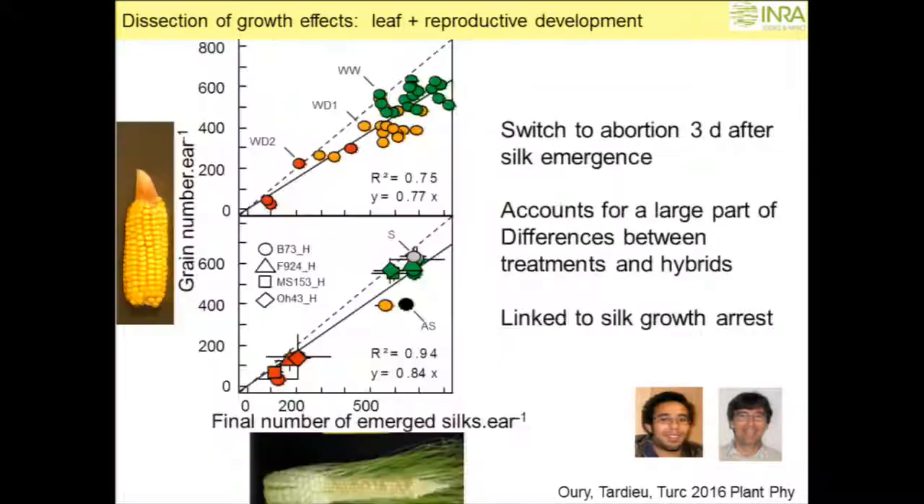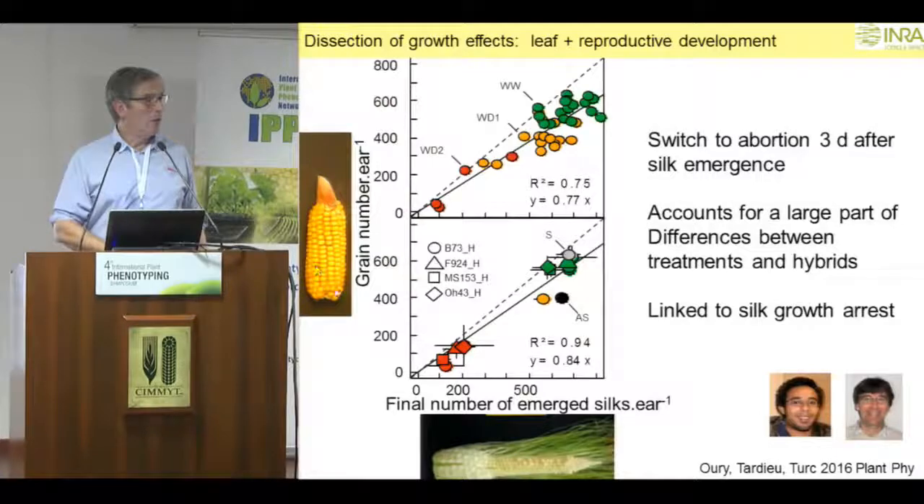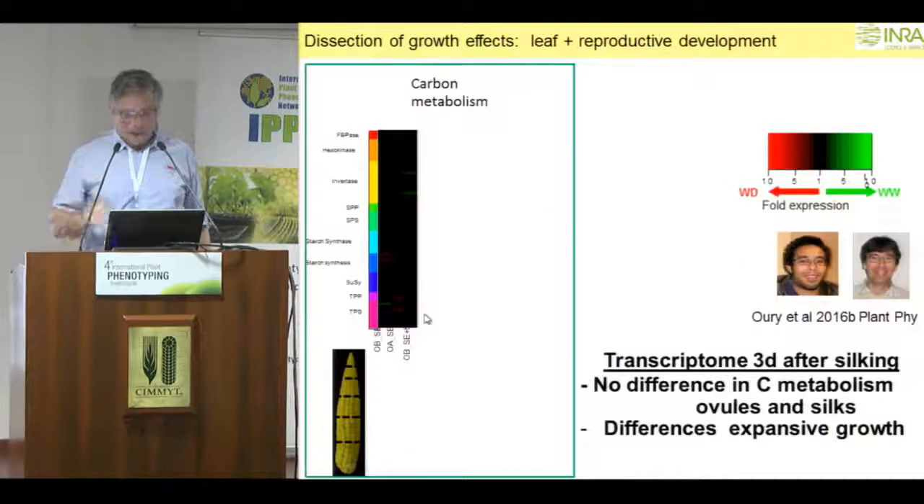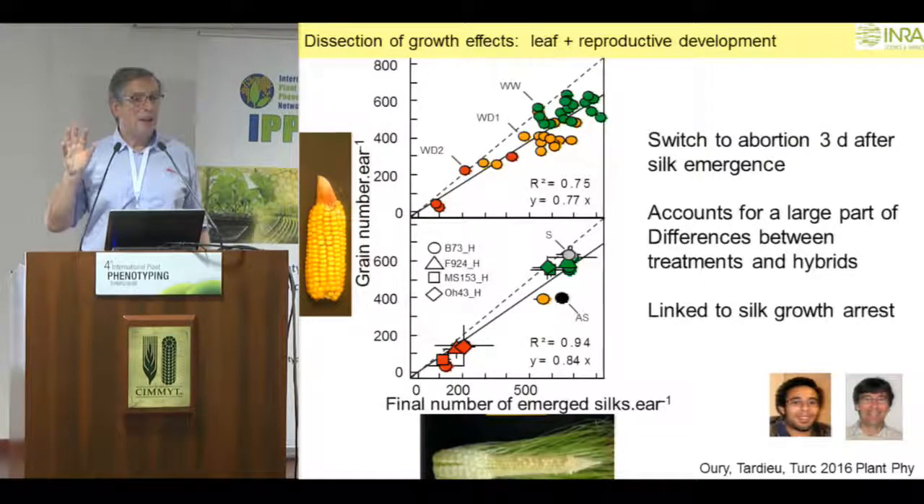Is it important for yield? The answer is in our hands, yes. So we have here the final number of emerged silks. This is done 3 days after silking, extremely early, and correlates really quite well with the grain number. So this is just to say that it's important. The growth has an effect even for the reproductive development.